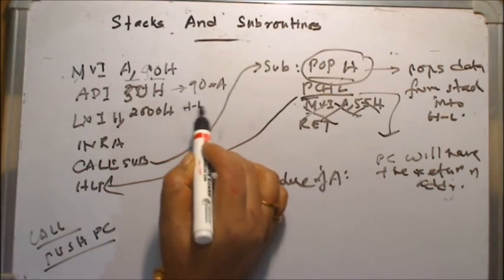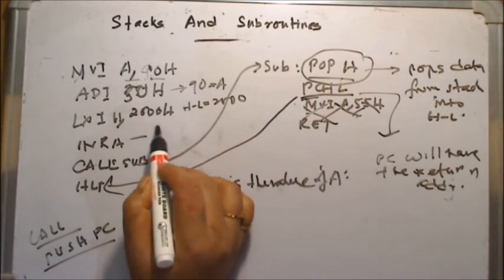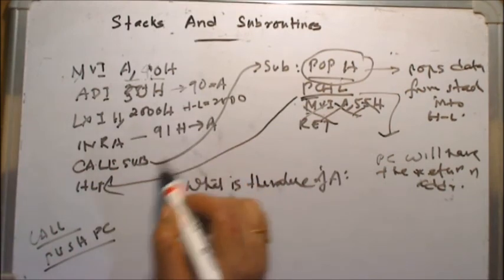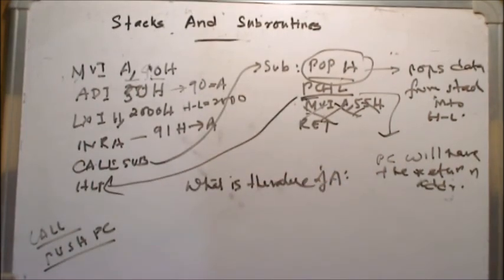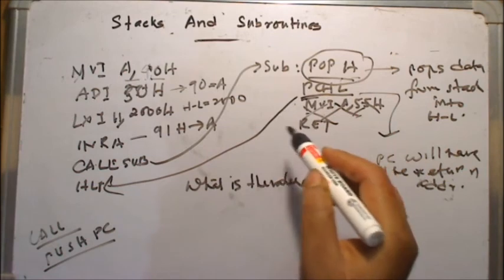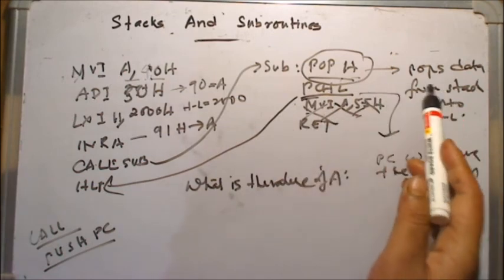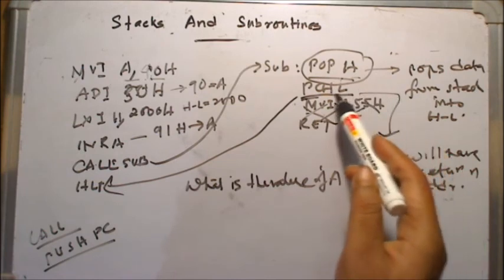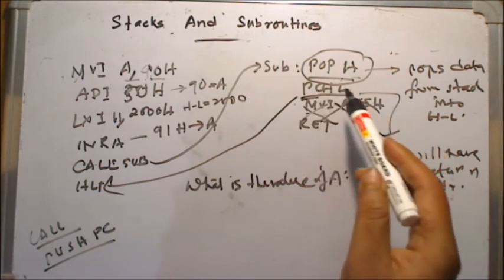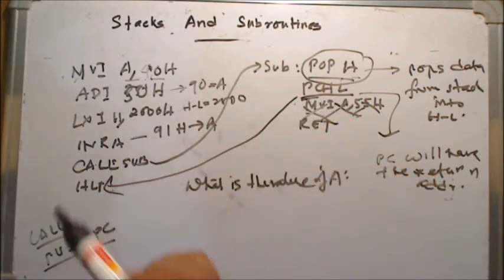The HL pair is loaded with 2000H. INR A makes A 91H, which is already in the accumulator. Then we have called the subroutine. So POP H has popped the return address from the stack, and PCHL gives the return address from HL, and then it will return to the next instruction.